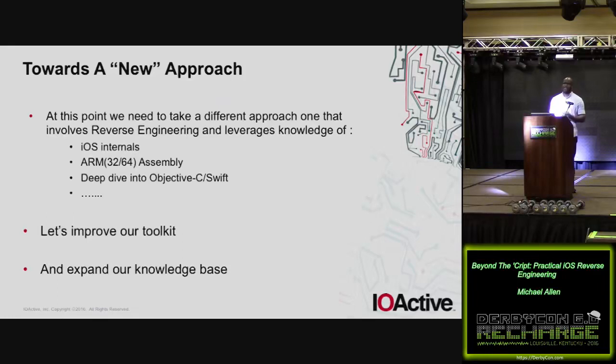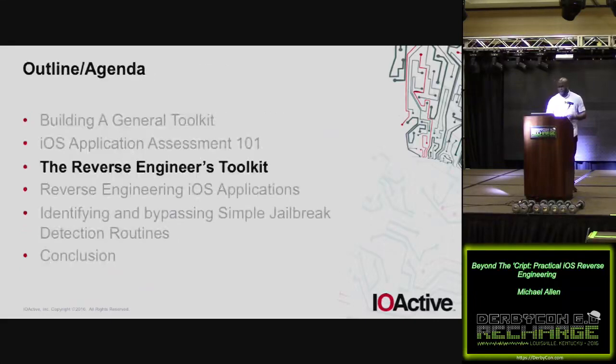And it's going to start with a better understanding of iOS internals, right? And so we're going to look at what happens under the hood, get into ARM32/64 just a little bit, and deep dive into Objective-C and Swift, like what happens under the hood from a reverse engineer's perspective. So the first thing we need to do is improve our toolkit. So what does the reverse engineer's toolkit look like?